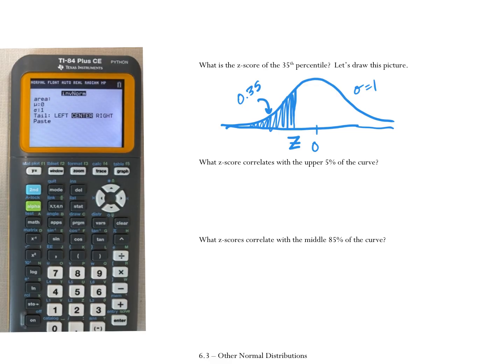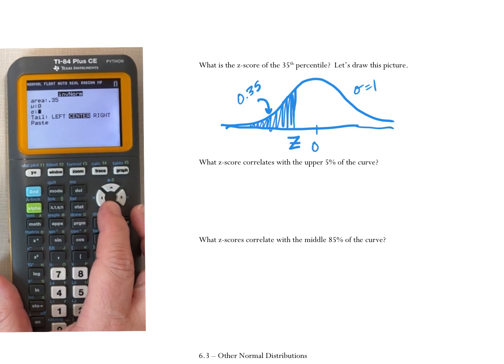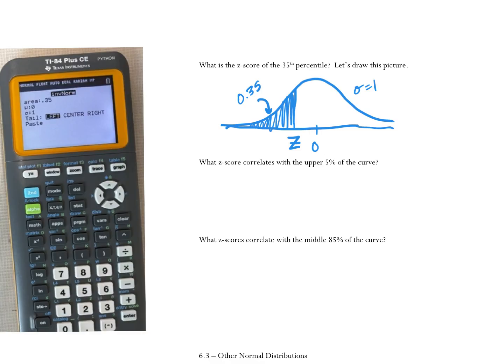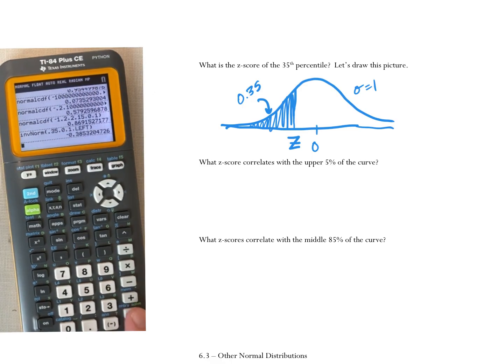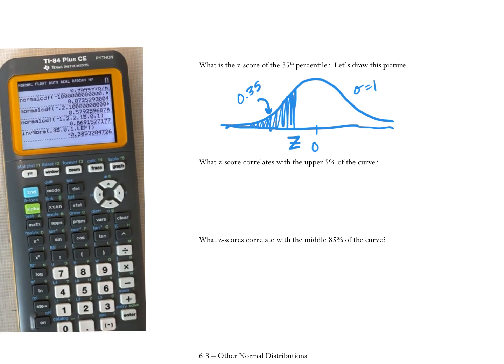Perfect. Okay, so what I need to tell it is that my left-hand area is 0.35. Before I hit enter, it's going to give me a number. Can somebody tell me what we know about this number? It's going to be less than 0. Is it okay to get a negative here? Sure. Because all that negative tells me is I'm finding a boundary that is below the mean. Is everybody good? So I go ahead and I hit enter. I find that the z-score is negative 0.385.